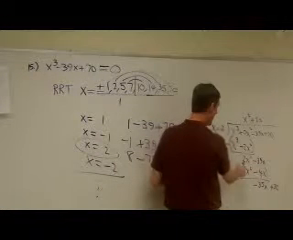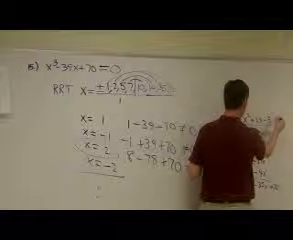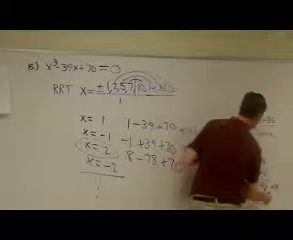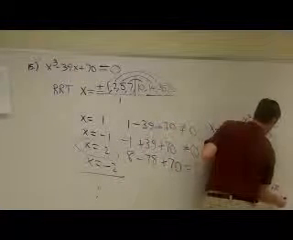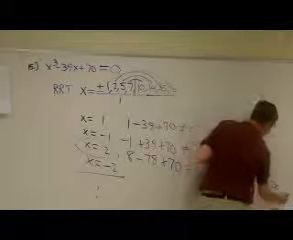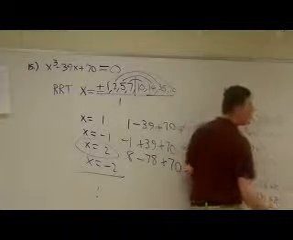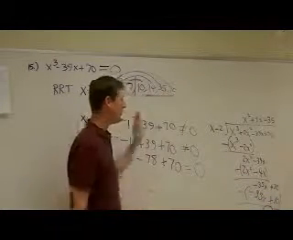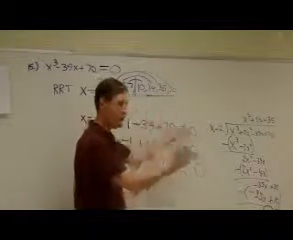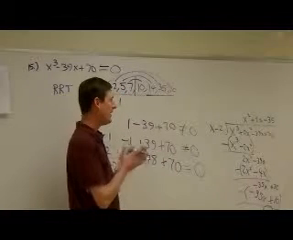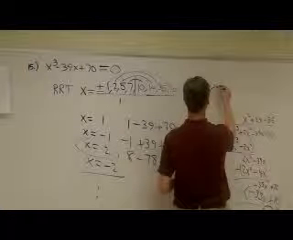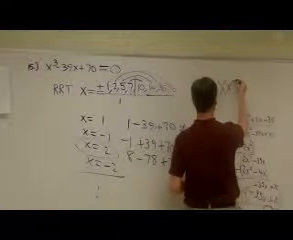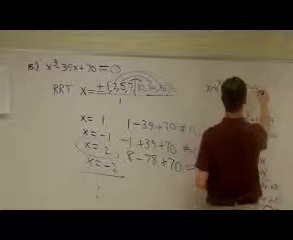What times x is negative 35x? Negative 35 times x is negative 35x. Negative 35 times negative 2 is plus 70. Something minus itself is 0. Perfect. If you don't get a 0 remainder, you did something wrong, because you should. So therefore, this trinomial factors into x minus 2 times the rest.